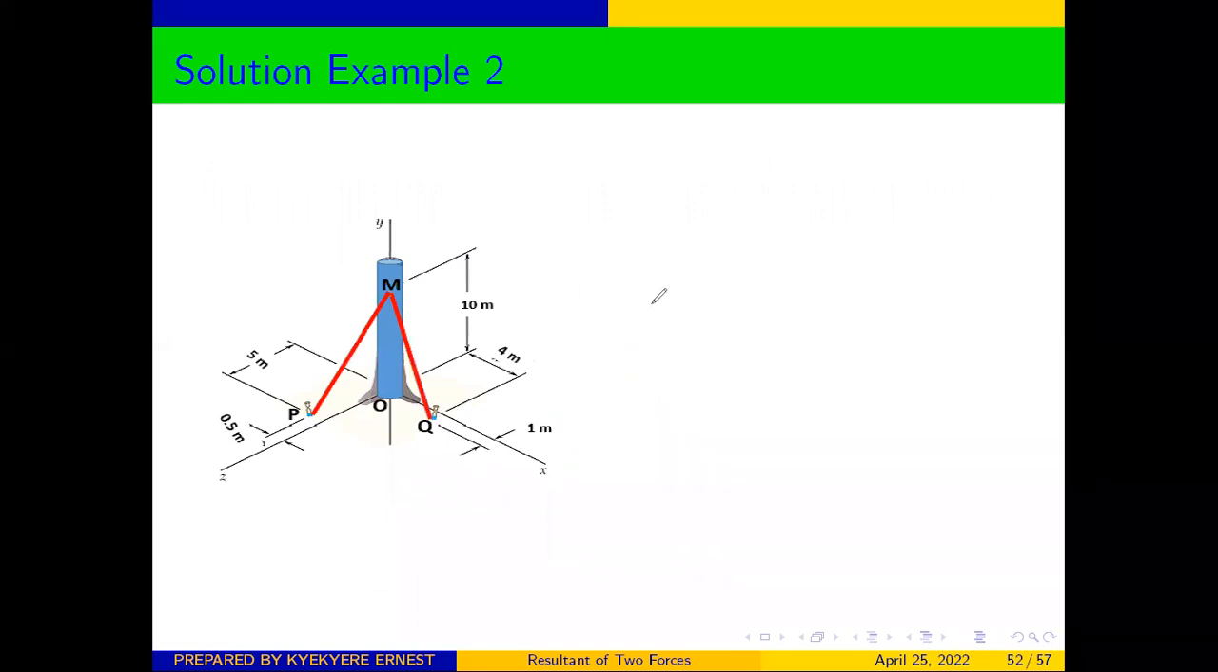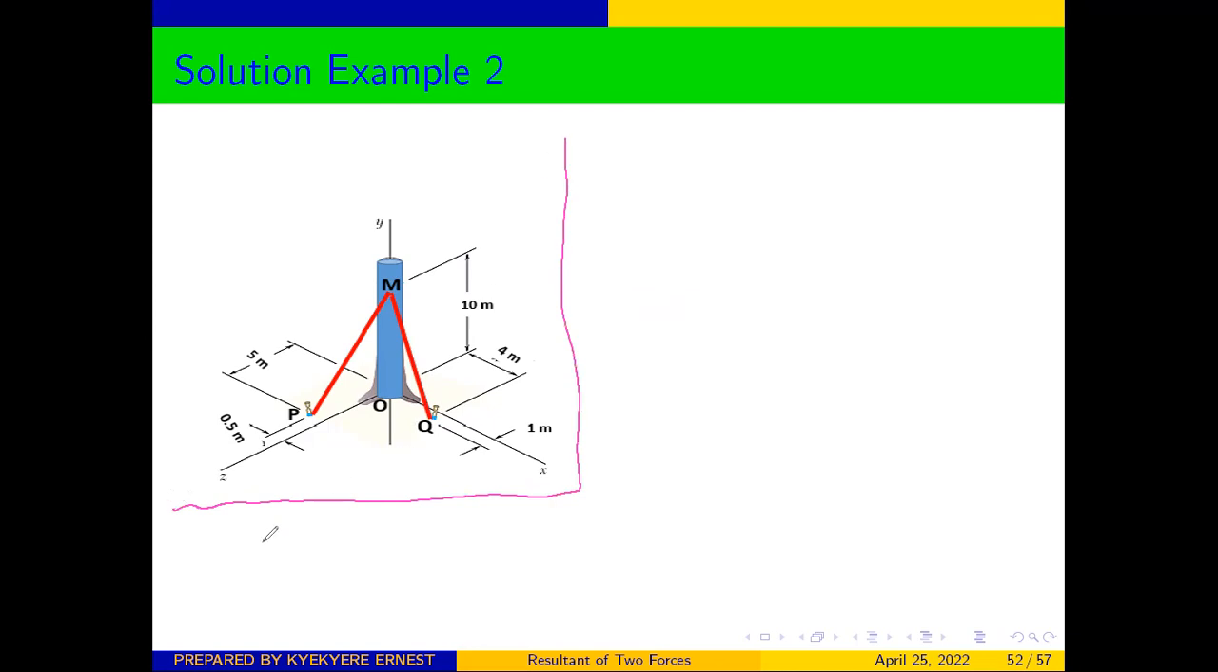We have been given this, and we are told that this log is being kept in this position by two cables, PM and QM. And we are asked to find the moment of the resultant force exerted at M. So how do we solve this kind of problem?